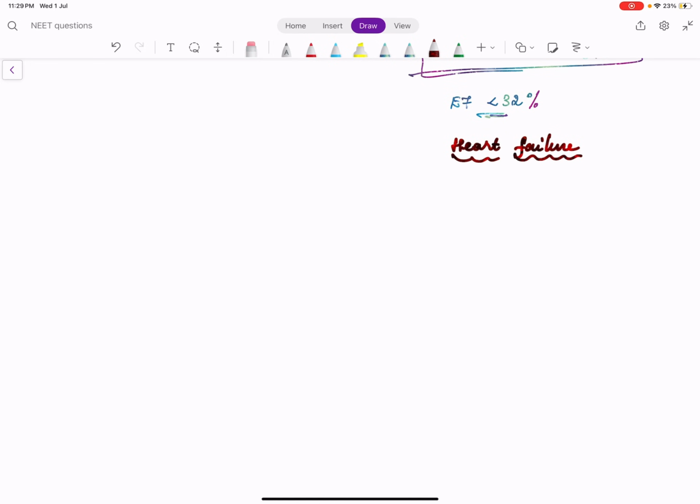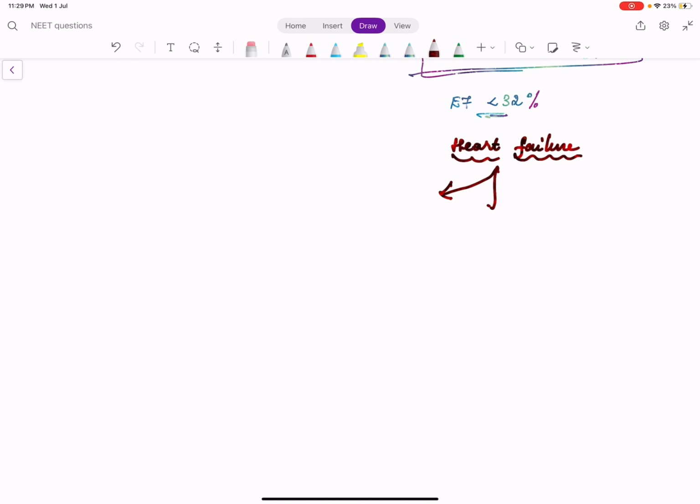Arrhythmia is a problem with the rhythm system of the heart. Heart failure is a problem with the pumping system of the heart. Coronary artery disease is a problem with the vascular system of the heart. Right? So when EF is 32, it's a problem with heart failure, or the pumping capacity.